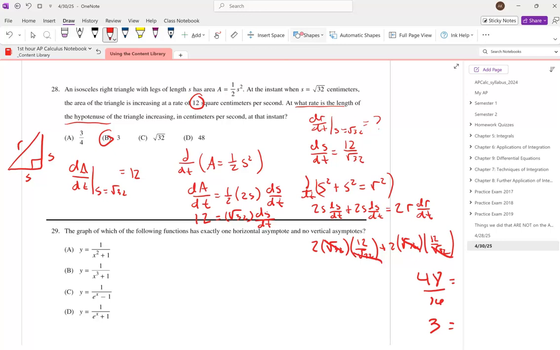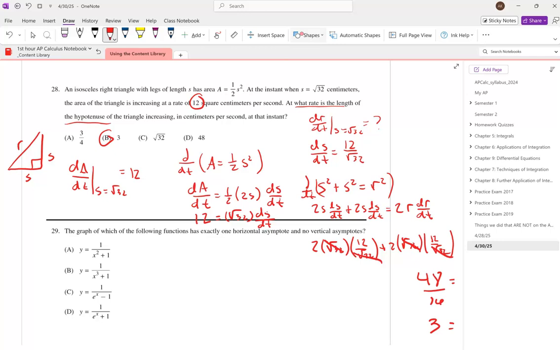Even if I'm just trying to remember how to do this, I just need to guess. Think about the size of the numbers and what's going on, and usually you can make an intelligent argument or intelligent guess. 3 over 4 seems a bit small to me. If I were just guessing with no work, I'd probably have picked the 3, but I know how to do it, so I'm not gonna guess.